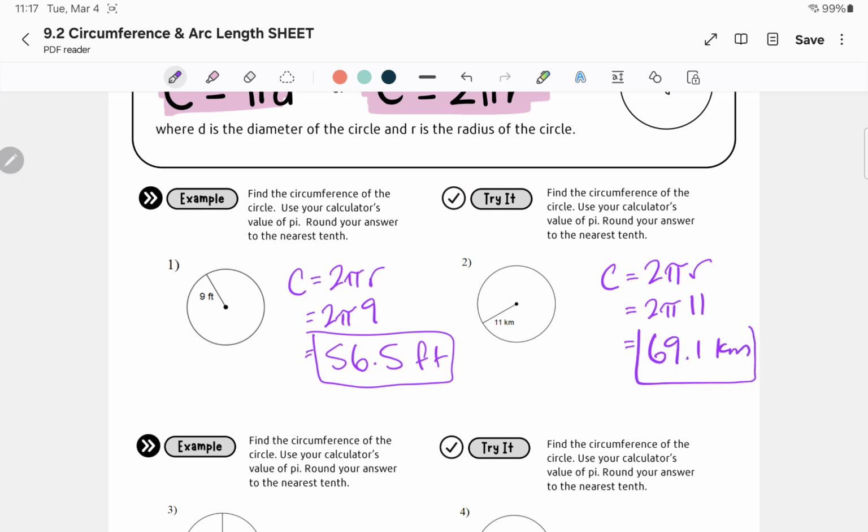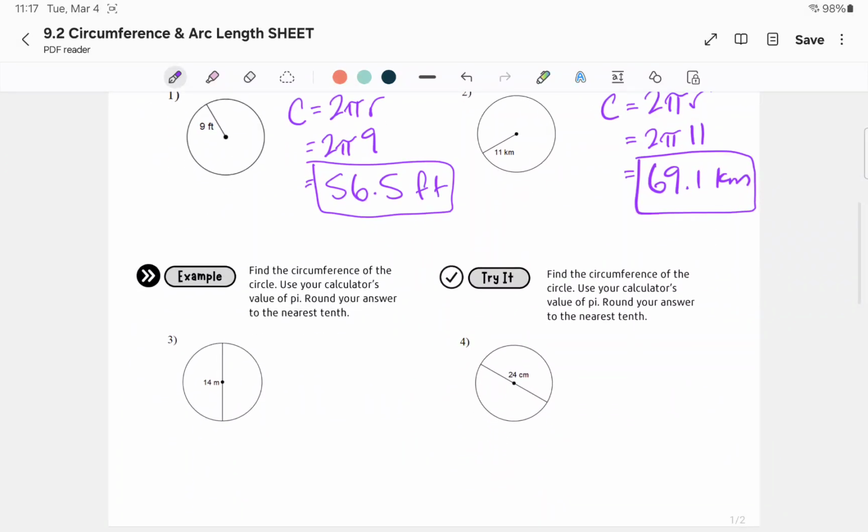And if I'm going a little fast, it's because this should be a review. Hopefully we did this in middle school. If not, all we're doing is using the formula and plugging in the numbers that they're giving us in the question. If you have any questions, just come and ask me. All right, let's keep it moving to number 3.